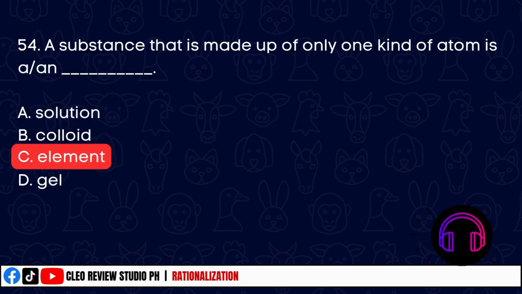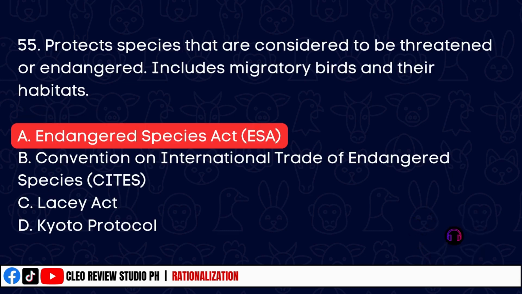A substance that is made up of only one kind of atom is blank. The correct answer is an element. Ito po yung mga pure substance that can't be separated into simpler substances by chemical or physical means. Protect species that are considered to be threatened or endangered. Includes migratory birds and their habitats. The correct answer is Endangered Species Act. Tandaan nyo lang yan, teachers.